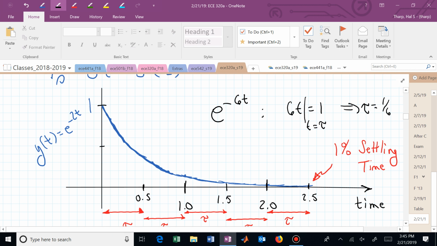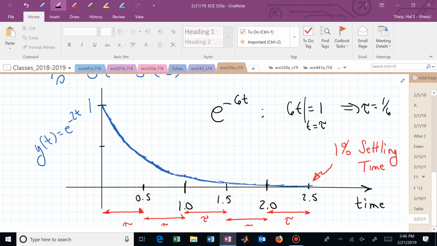And 5 time constants is less than a second now, if we had a decay corresponding to e to the minus 6t. We would now be at 5/6 of a second for our settling time, our 1% settling time.